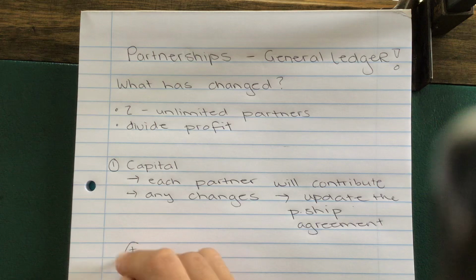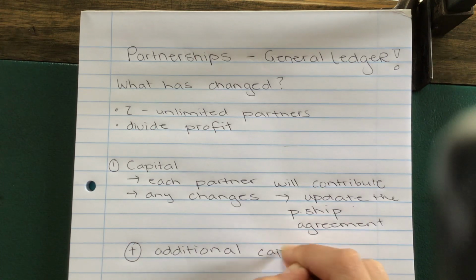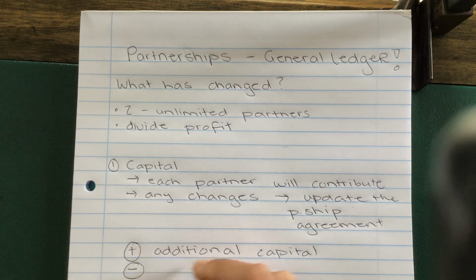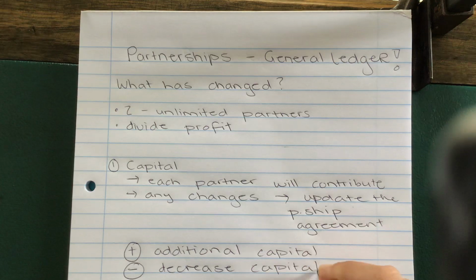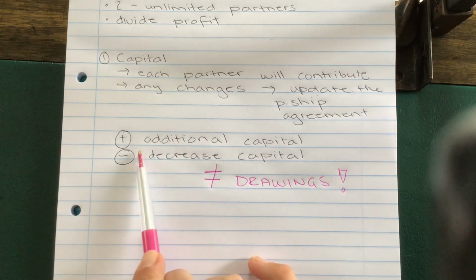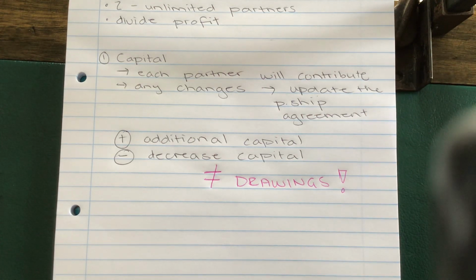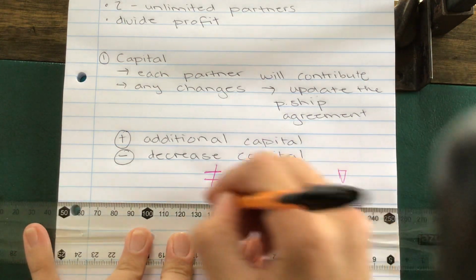Okay, so at any point, the partner can put in more, so he can put in additional capital, which will obviously increase his owner's equity. Okay, and sometimes he can actually decrease the capital. But what is so important here is that this is not the same as drawings. Drawings and decreasing capital contribution are not the same, and please remember that. So the owner can increase capital or he can decrease his capital, but when he decreases the capital, it's not the same as drawings.